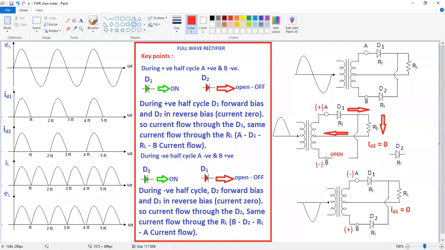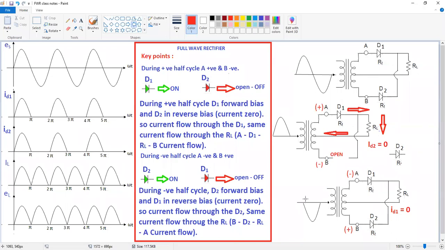Now this is the current direction. That is A to D1, D1 to RL, RL to B. See here, I have written it: A to D1, D1 to RL, RL to B. This is your current flow direction during positive half cycle.